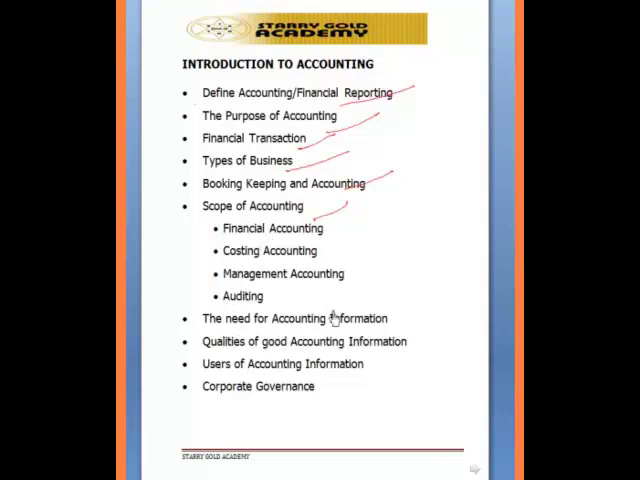Then the need for accounting information. We look at the qualities of good accounting information. Then we also look at the users of accounting information. And finally, we'll be rounding the class up with corporate governance. Corporate governance is what we'll be looking at at the tail end. Okay. Now, let's go into the class proper.